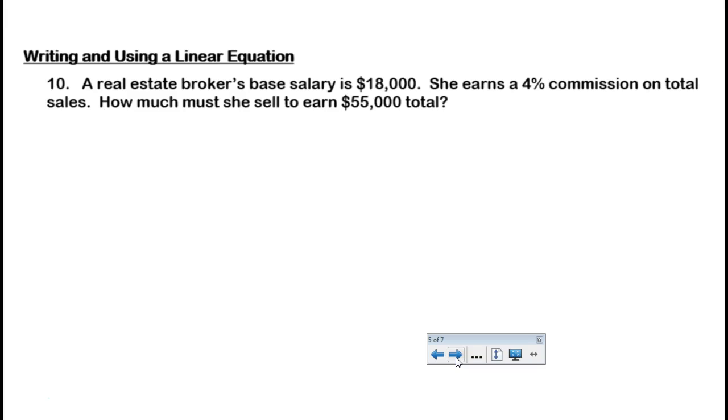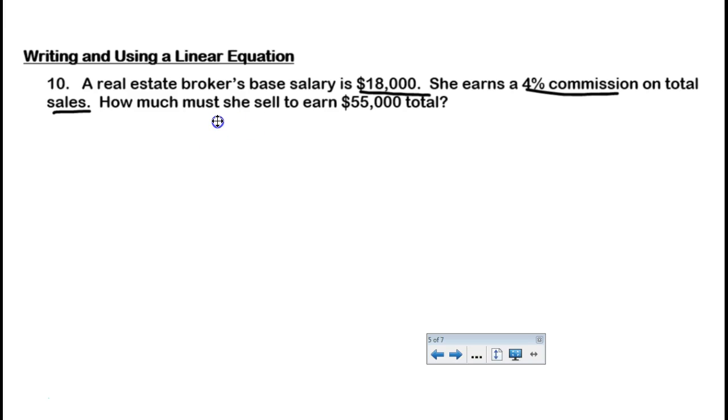And story problems. We learned on the last lesson that the word examples I give you might be pretty lame, just to illustrate a very basic problem for a very important topic. Trust me, these will get more complicated eventually, but for now, they're not going to look very complicated. So we have a base salary for a real estate broker of $18,000, and then she's going to get 4% commission on all of her sales. So how much must she sell in order to earn $55,000?